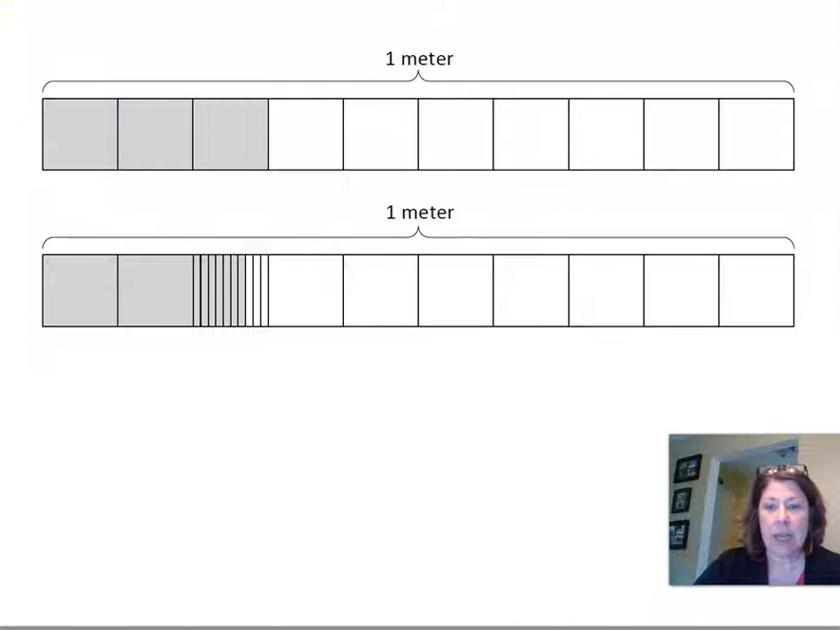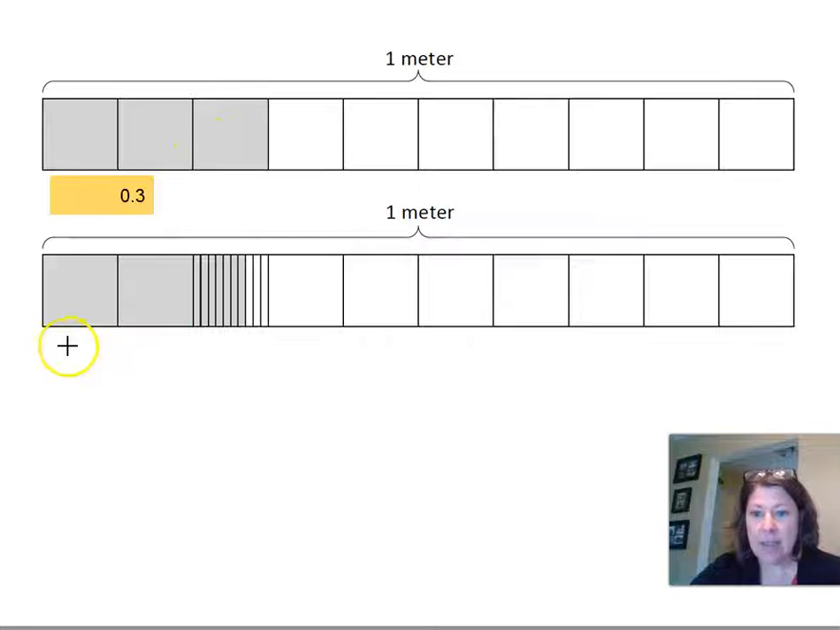So I'm going to look at my first diagram, and I'm going to think about what decimal is represented by this tape diagram. There are 3 parts shaded out of 10. So it's 3/10. Remember that decimal would be 0.3.